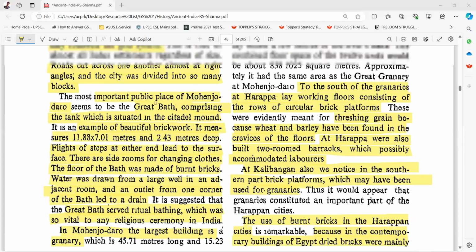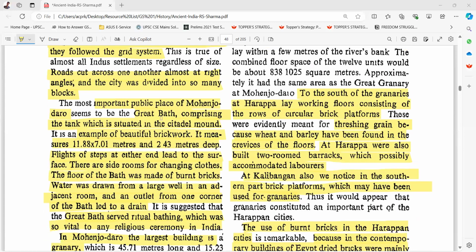The most important public place of Mohenjo-daro seems to be the Great Bath. The Great Bath is in Mohenjo-daro, comprising the tank which is situated in the citadel mound. It is an example of beautiful brickwork. It measures 11.88 by 7.01 meters and 2.43 meters deep. Flights of steps at either end lead to the surface. There are side rooms for changing clothes. The floor of the bath was made of burned bricks. Water was drawn from a large well in an adjacent room, and an outlet from one corner of the bath led to a drain. It is suggested that the Great Bath served ritual bathing, which was so vital to any religious ceremony in India.